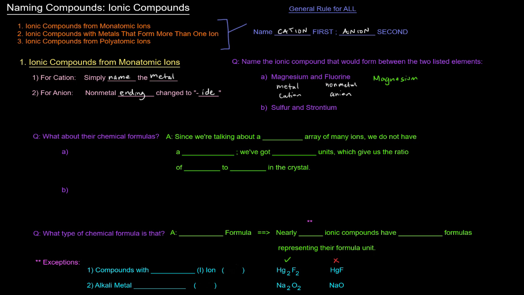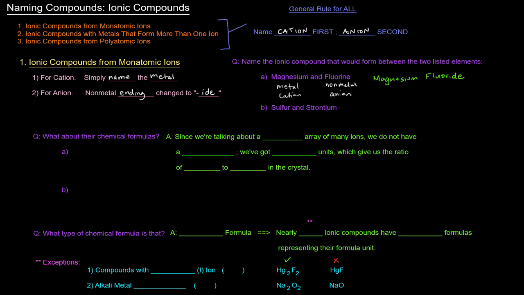What am I getting to? Well, for the anion, that's going to be the fluorine. The nonmetal's ending is going to be changed to "ide." So fluorine would be fluoride. So magnesium fluoride would be the name of that compound that forms between magnesium and fluorine.